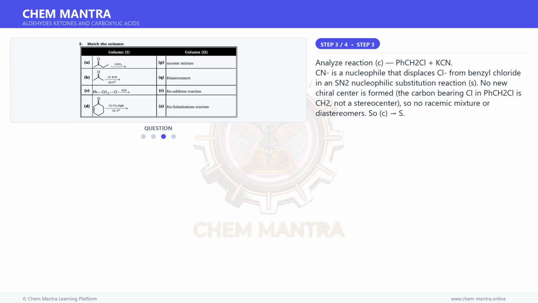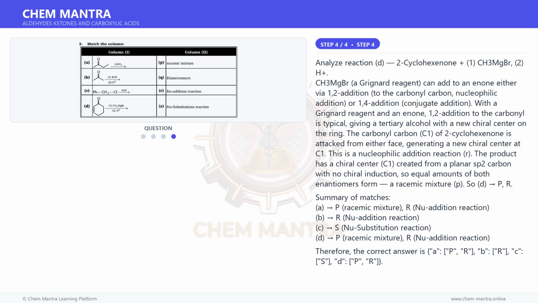Analyze reaction C: PhCH2Cl plus KCN. CN- is a nucleophile that displaces Cl- from benzyl chloride in an SN2 nucleophilic substitution reaction, S. No new chiral center is formed. The carbon bearing Cl in PhCH2Cl is CH2, not a stereocenter, so no racemic mixture or diastereomers. So, C, S. And for the final step.